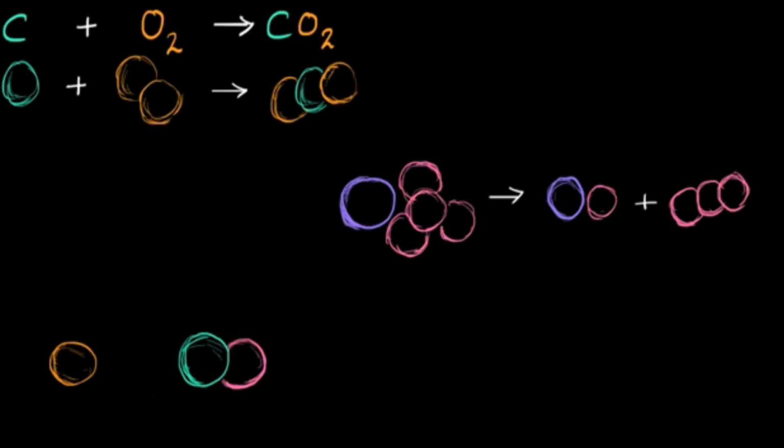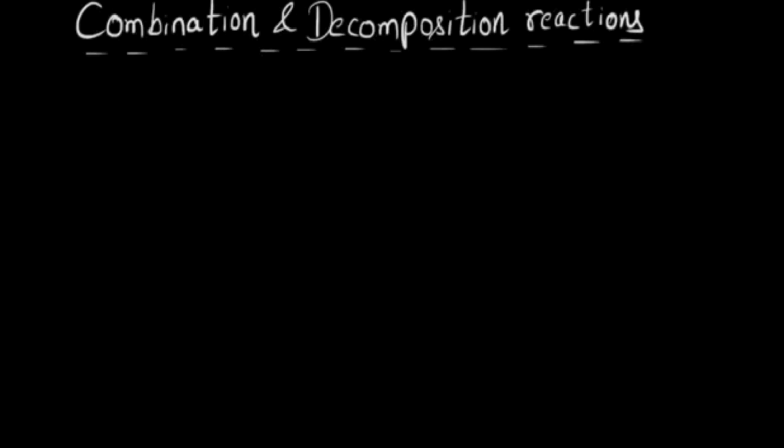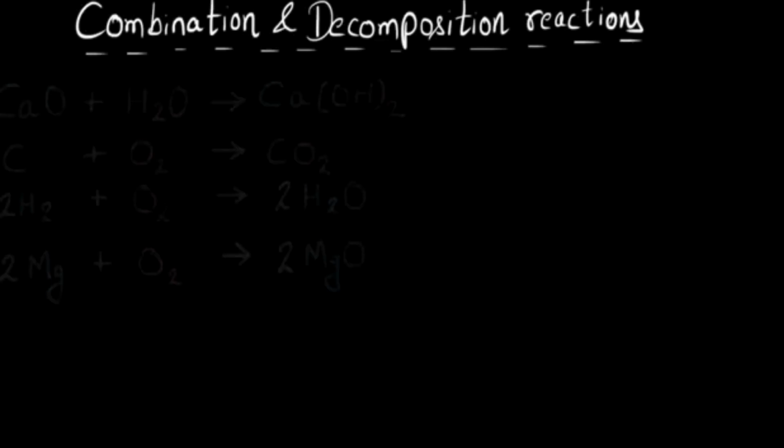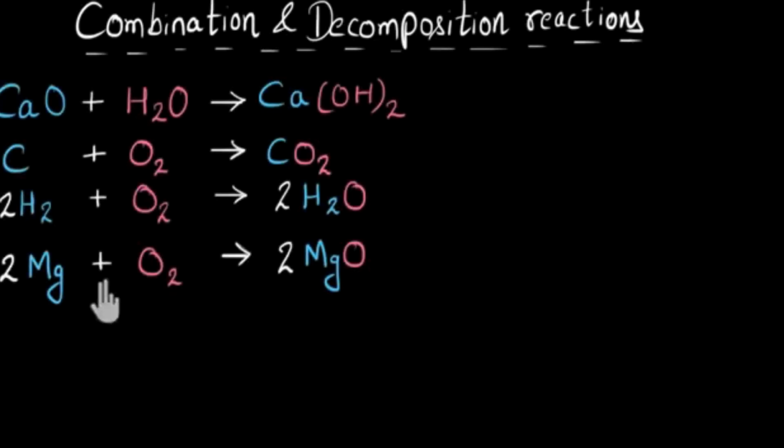And in this video, we are going to talk about two of those types: combination and decomposition reactions. Now, before I define them for you, let me give you some examples. So here I have some examples of one of these reactions. Now, can you pause the video and figure out what is the common way in which the reactants are rearranging to form the products? Pause the video and try it yourself.